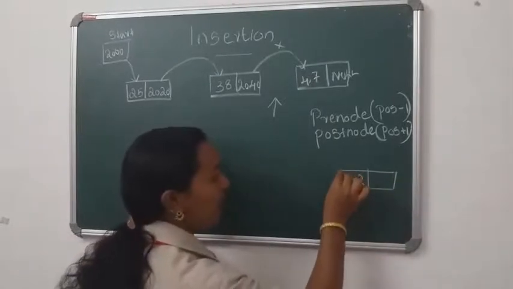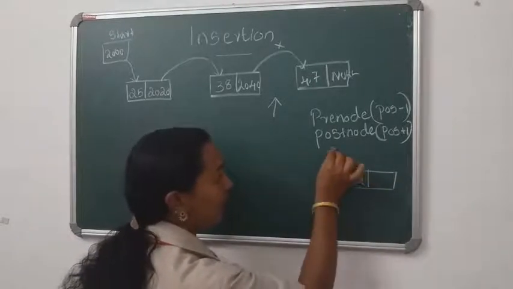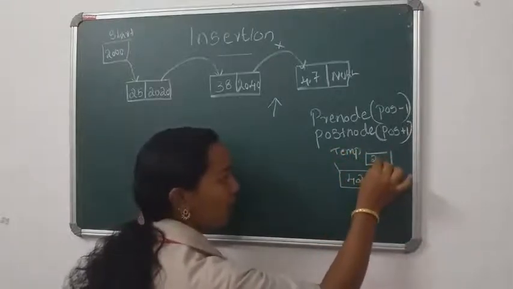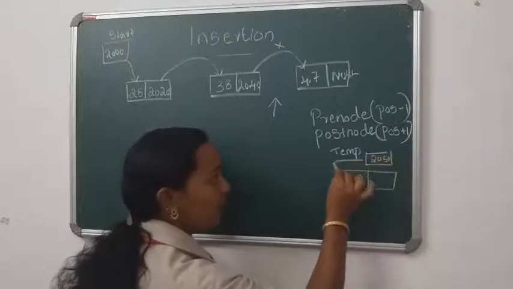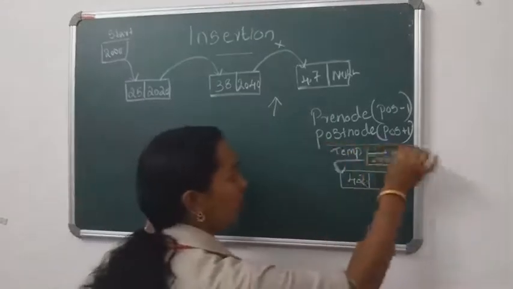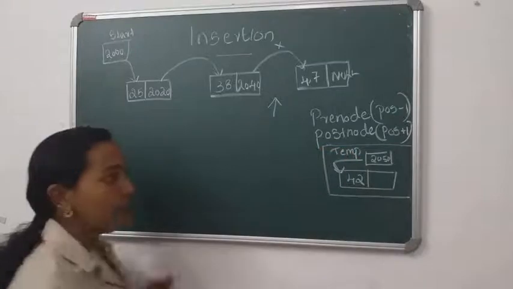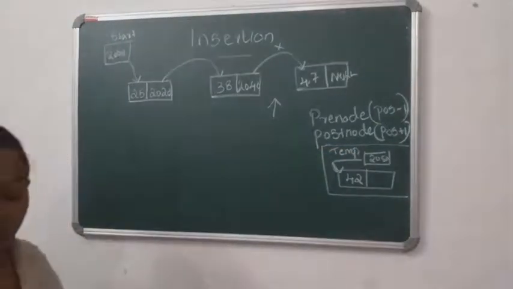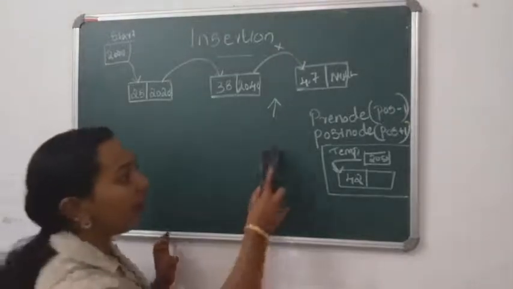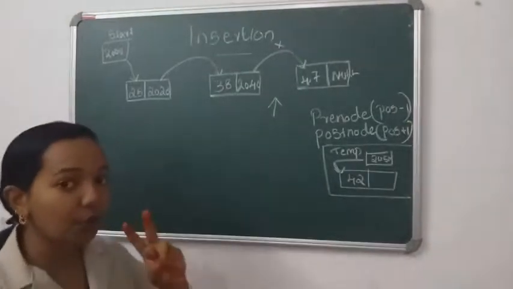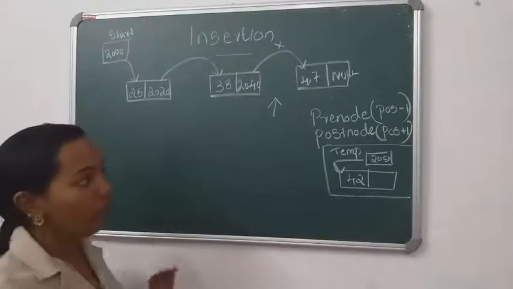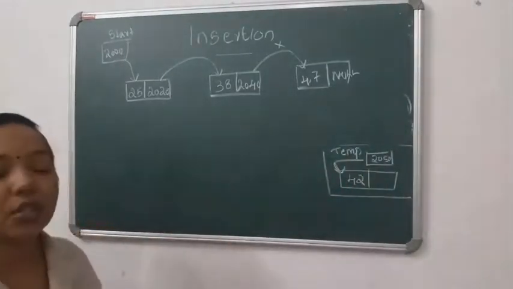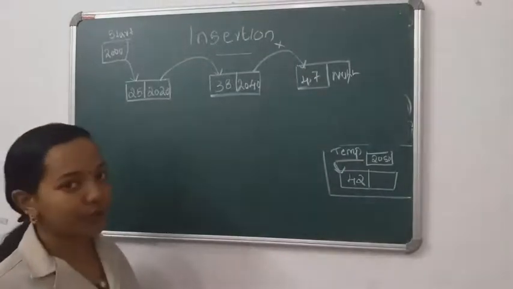42. Its address will be available in a temporary variable, 2050. So temp is pointing to the node. This node we are going to insert in this section. So the first thing is you want to identify, I already mentioned we need two more variables, pre-node and post-node. So in this linked list, our first step is to find out the pre-node and post-node.